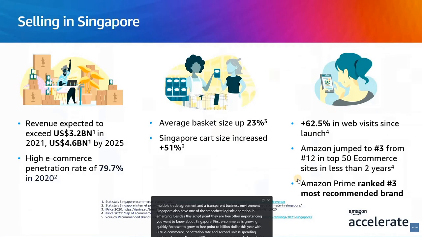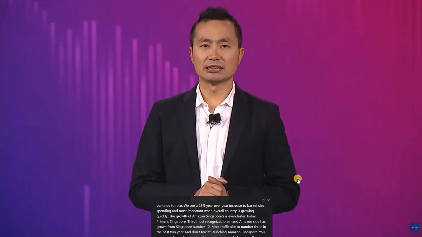And most important, when the overall country is growing quickly, the growth of Amazon Singapore is even faster. Today, Prime is Singapore's third most recognized brand, and Amazon's site has grown from Singapore's number 12 most trafficked site to number 3 in the past 2 years. And don't forget, by launching Amazon Singapore, you are not just investing in a single country that is easy to do business in. You are building your global brand by investing in the whole region of Southeast Asia.